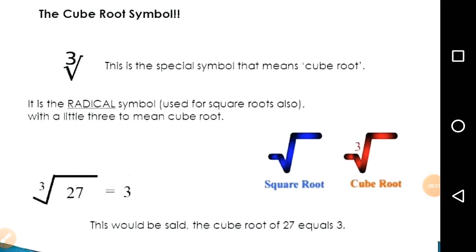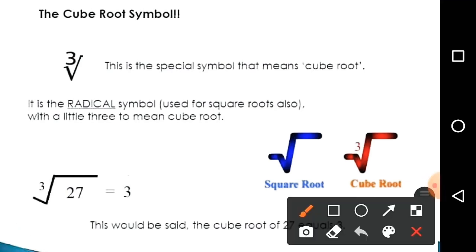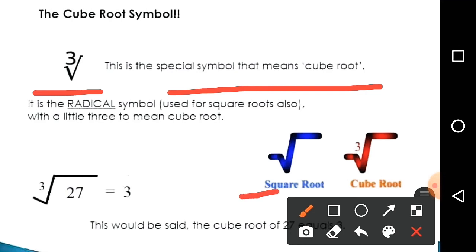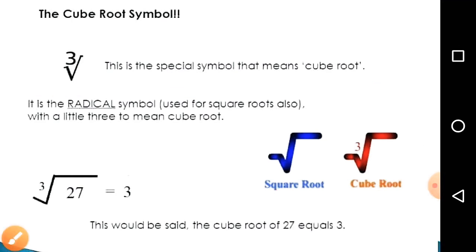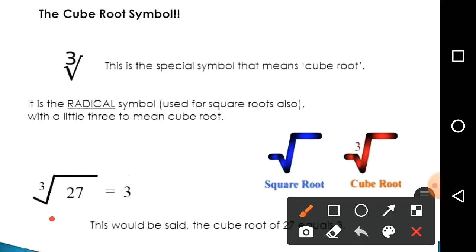The cube root symbol is this, which we just discussed. This is a special symbol that means cube root. We just have to write 3 inside the root. It is the radical symbol, used for square roots also. So this way we can compare. This blue part is the square root, and if we write 3 inside that, this symbol is for cube root. This would be read as the cube root of 27.